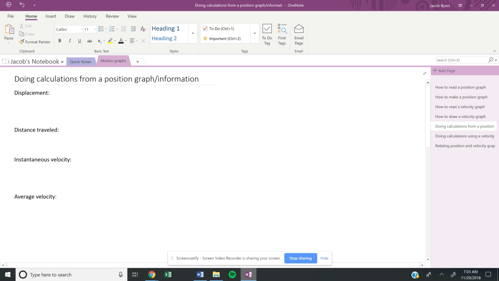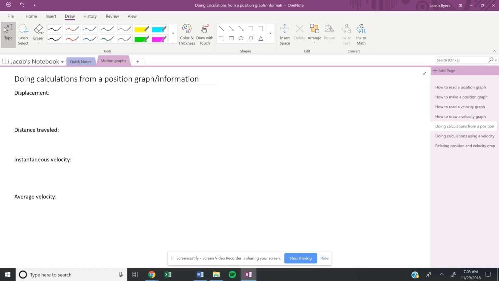Hello everyone. Now that we have looked at how to read and understand position graphs and information, we're going to take a look at how to actually calculate some quantities from that information. So first we're going to define and make sure we know what we're talking about.